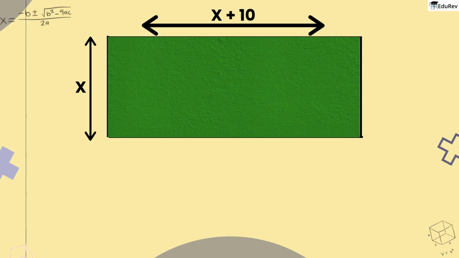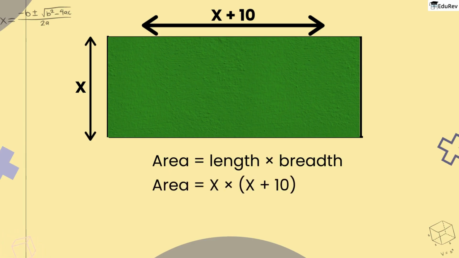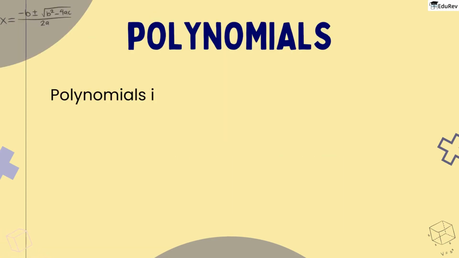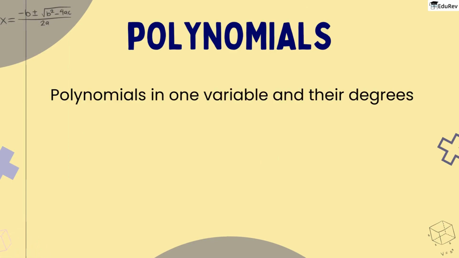Now we know that the area of a rectangle is length into breadth. So the area of the park is x into x plus 10, which is equal to x square plus 10x. This expression that you have obtained as an area is a polynomial. In earlier classes, you studied polynomials in one variable and their degrees.